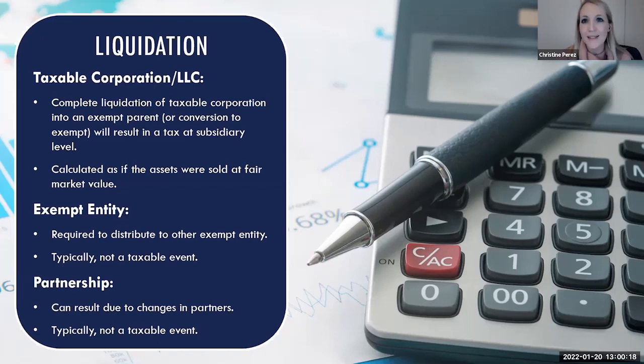So that's a little surprise there, because if you're doing two for-profit taxable corporations, it's not an issue, but when we have that tax exempt entity, it does cause that issue with the tax upon liquidation of the corporate subsidiary.